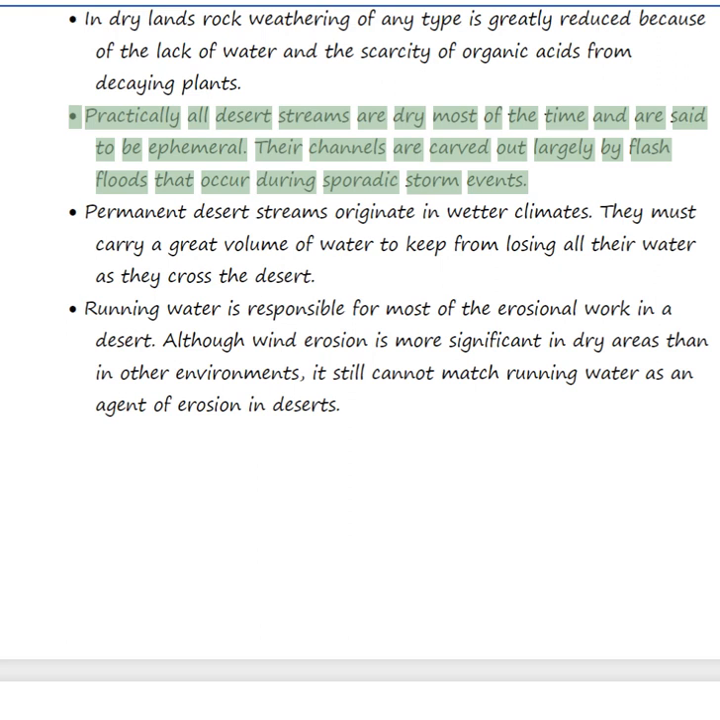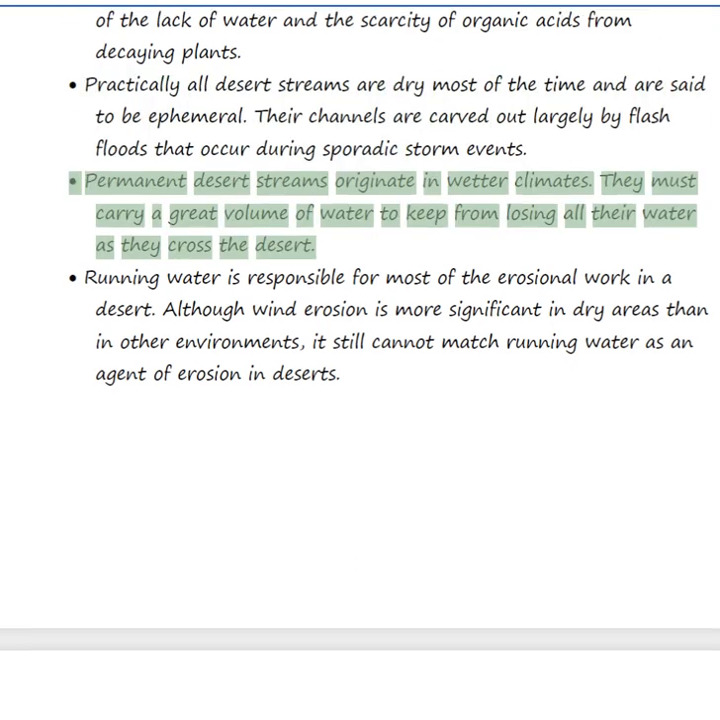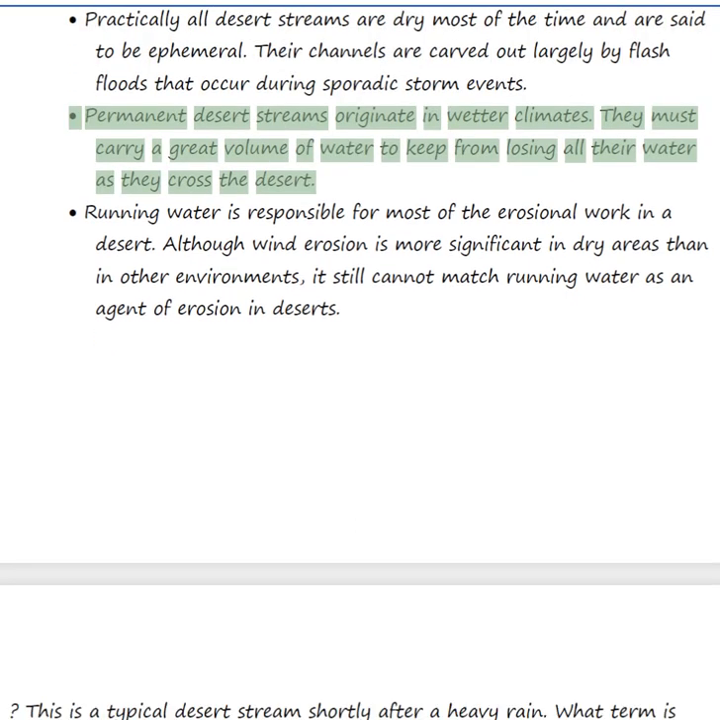Practically all desert streams are dry most of the time and are said to be ephemeral. Their channels are carved out largely by flash floods that occur during sporadic storm events. Permanent desert streams originate in wetter climates. They must carry a great volume of water to keep from losing all their water as they cross the desert.